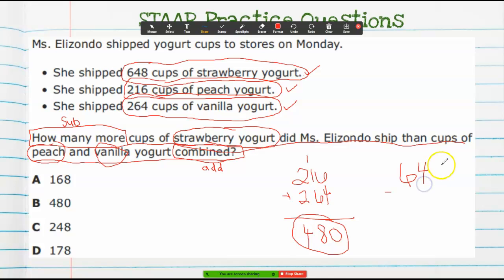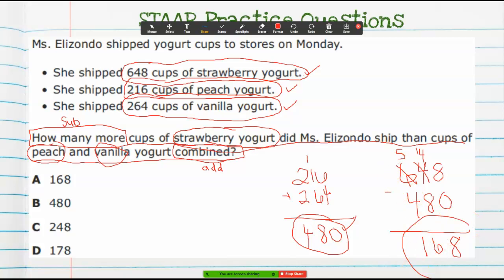648 minus, here's my other answer, 480. 8 minus 0 is 8. 4 minus 8, can't do that, so I have to borrow. 5, 14. 14 minus 8 is 6, and 5 minus 4 is 1. And there's our answer, 168. So make sure you look out for those 2-step questions, and some questions are going to have more than 1 step.